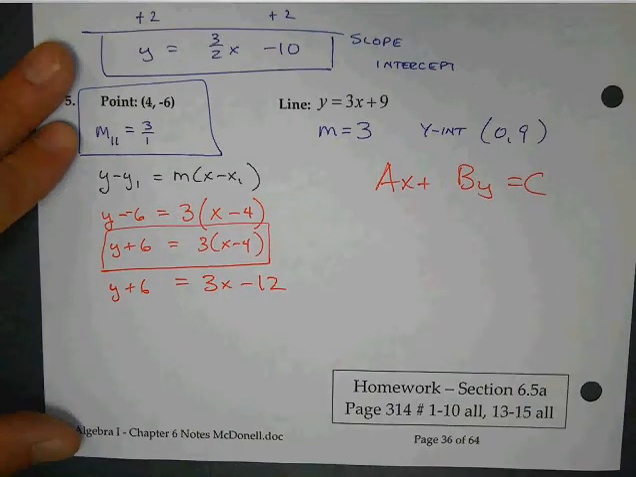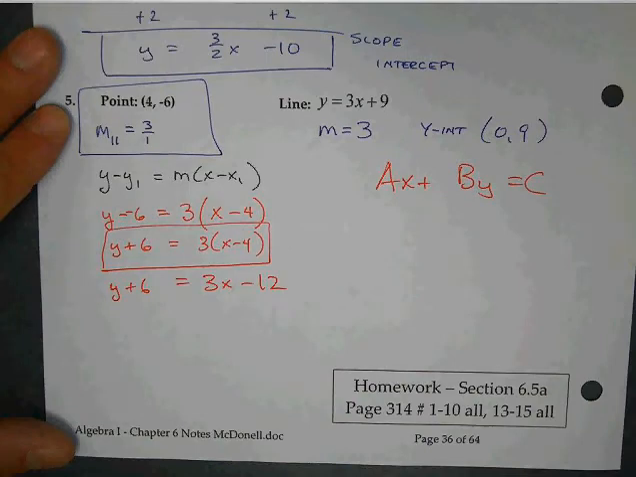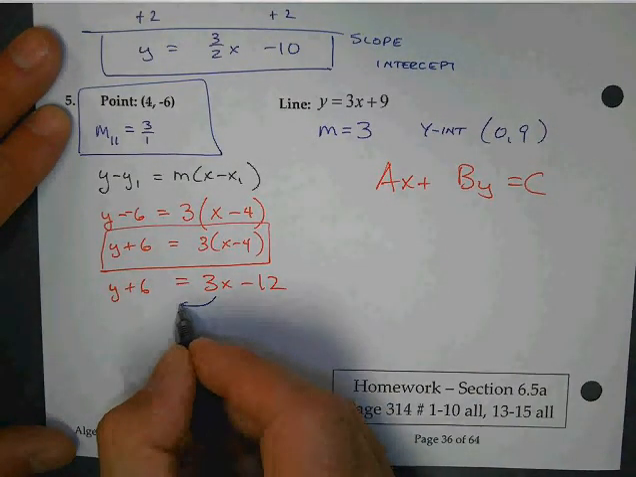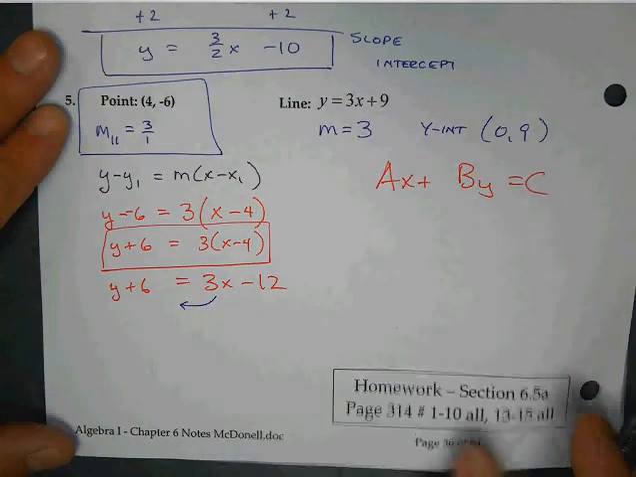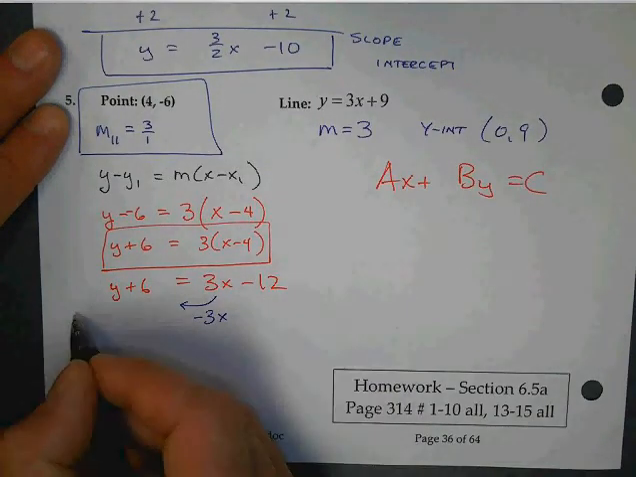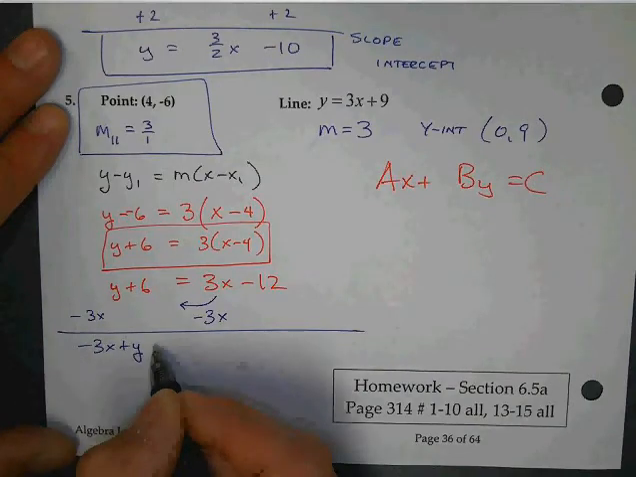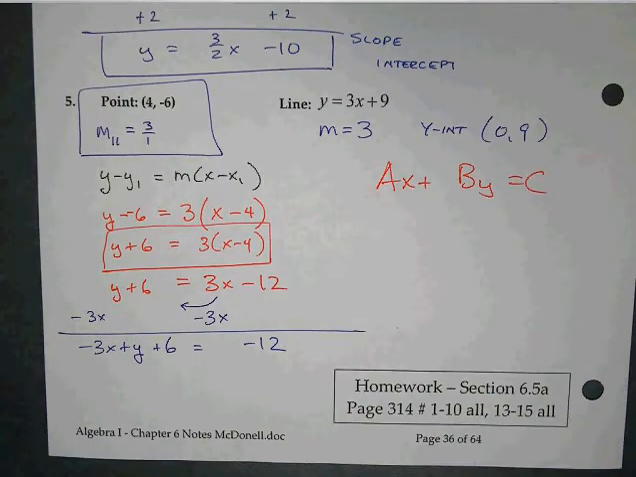So Felipe, how do I take this 3x, it's a positive, and move it to the left? I want to take this 3x and go over. What am I going to do? Okay, so we subtract 3x. That gives us negative 3x plus y plus 6 equals negative 12. Finishing it up, I need to get rid of that plus 6 and move that over. What am I doing then? Subtracting 6. So subtract 6.